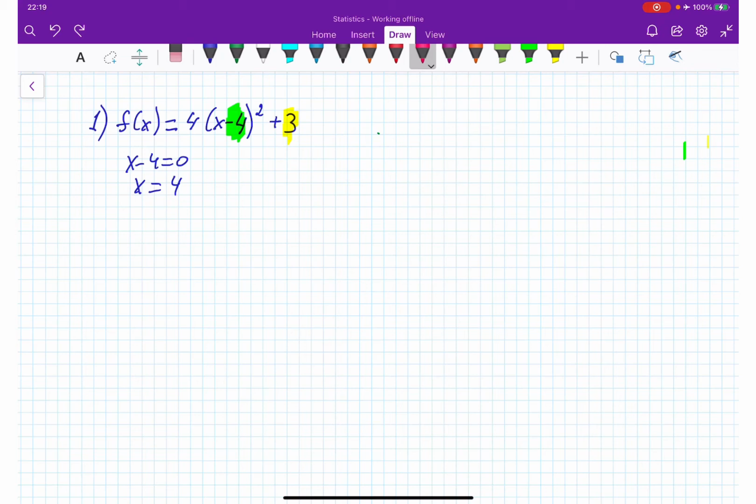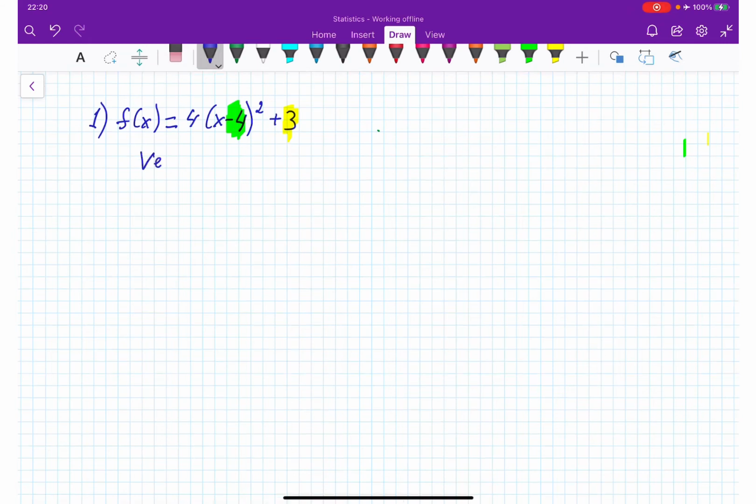but for the change of y, we go directly with the sign it has. So for the vertex, x is going to be positive 4, y is going to be positive 3. So I flip the sign for the change of x, and the shift for the y stays the same.